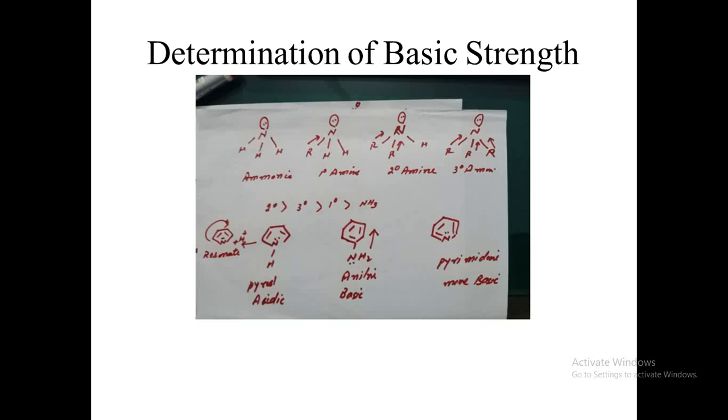Actually, I think these three examples should be discussed in the resonance topic. If a group leader assigned me the topic of resonance, then I would discuss these examples. Otherwise, we don't need to take these examples under the concept of inductive effect. You have to skip these three examples, pyrrole, aniline, and pyridine. Your topic is closed at the comparison of ammonia, primary, secondary, and tertiary amine.